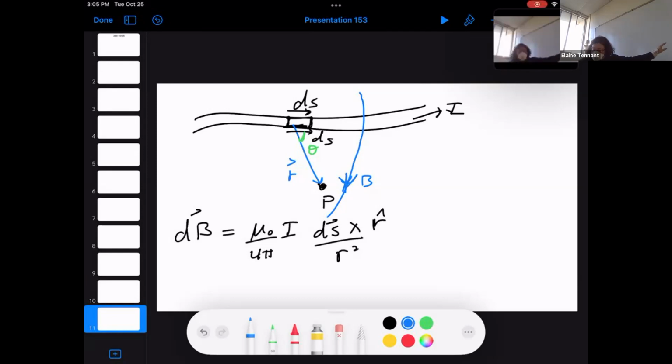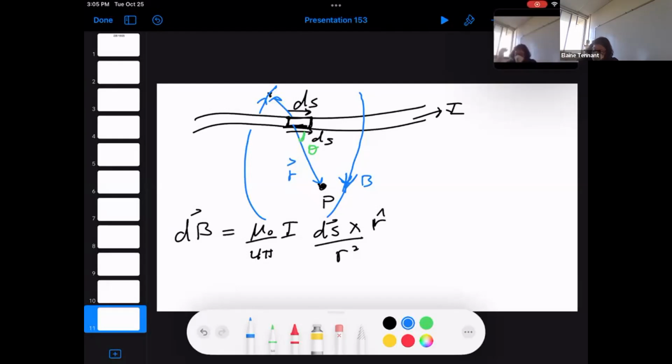If you had some point behind the wire, over here, where our r would be going in the opposite direction, ds cross r, you'd expect that to go up, right? And that's because you expect this loop of magnetic field on the opposite side of the wire to be going in the opposite direction.